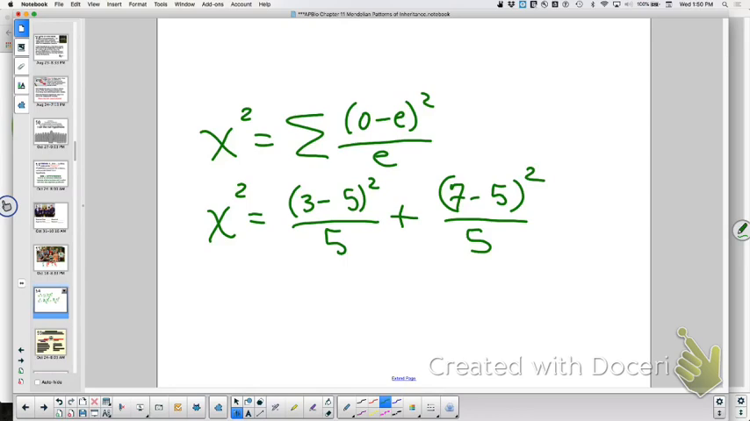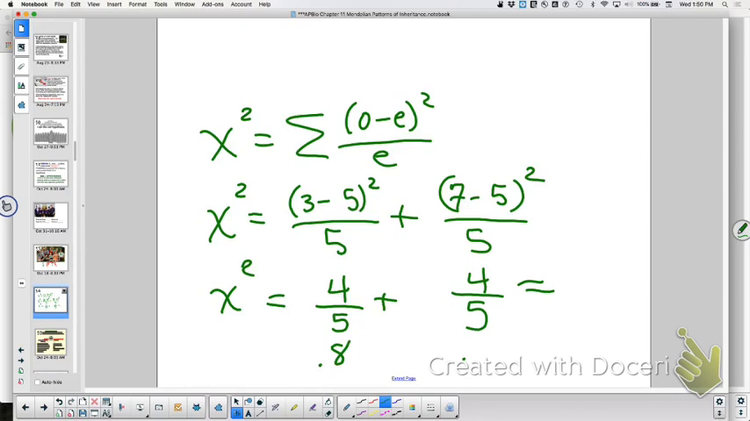3 minus 5 is 2. 2 squared is 4. Get out your calculators. 4 over 5 plus 7 minus 5 is 2. 2 squared is 4. It looks the same because there's only 2 choices. 4 divided by 5. What do you have? 1.6. Give me this individually just so we have them. 1.8. Are we good now? Yeah. Okay, chi-squared value is 1.6.